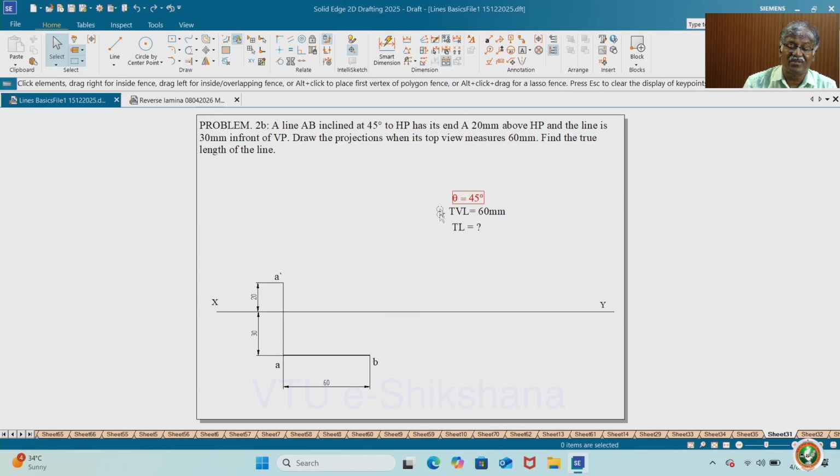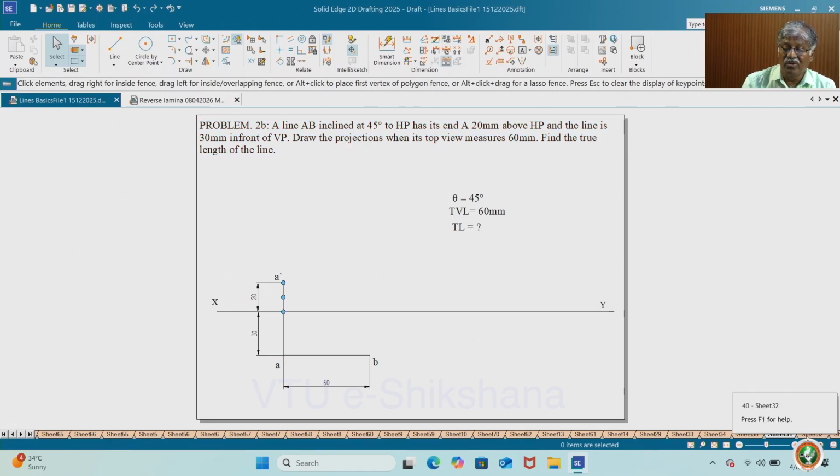Similarly, we have the inclination given, but true length is not given. So out of these three, two will be given and one we are supposed to find out. Then the same procedure: instead of projecting and then drawing an arc, you project it and then draw an inclination, that is the true inclination with HP, which is 45 degrees.